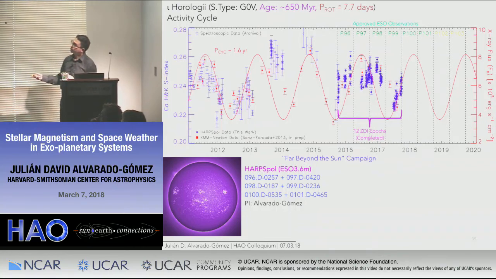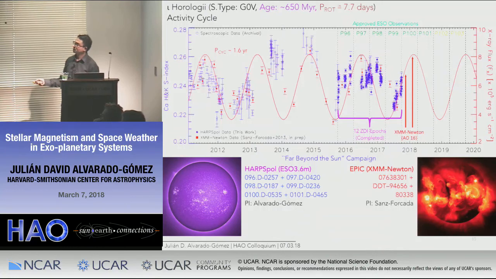So we have 3 maps per semester. We have been doing this for 5 semesters. We finished the 100 campaign here. I don't have the data reduced yet to show you, but I will show you these 12 ZDI epochs that are already completed. Jorge, at the same time, was following it up with XMM-Newton, and that is why we have these X-ray points following this curve here. There are 2 more observations that have already been acquired, but I think Jorge hasn't reduced them yet.